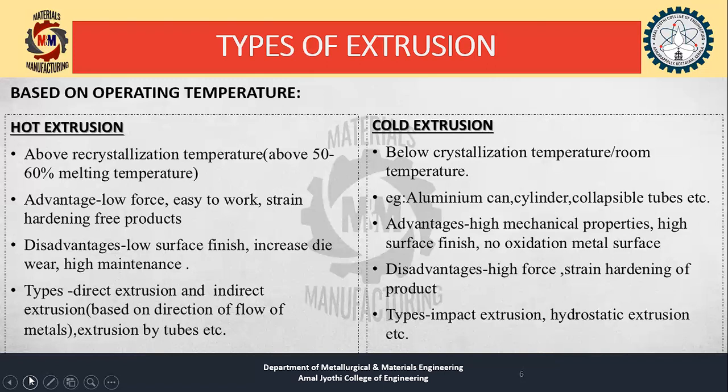and there are extrusion of tubes, and different other types of hot extrusion are also present. The second one is cold extrusion, which occurs below the recrystallization temperature, at room temperature, and examples include aluminum cans, cylinders, collapsible tubes, etc. The advantages include high mechanical properties, high surface finish, and no oxidation of the metal surface, whereas the disadvantages include high force and strain hardening of the product. The types of cold extrusion include impact extrusion, hydrostatic extrusion, etc.